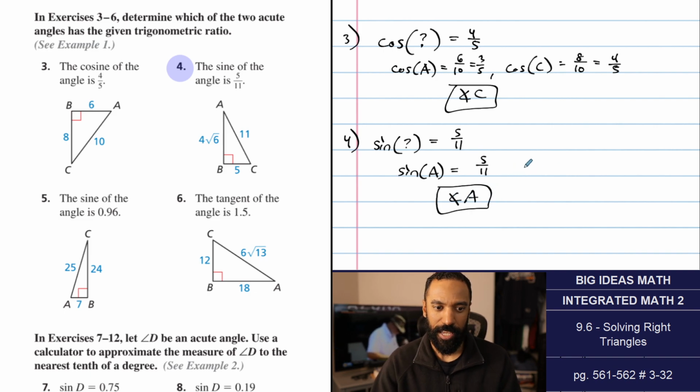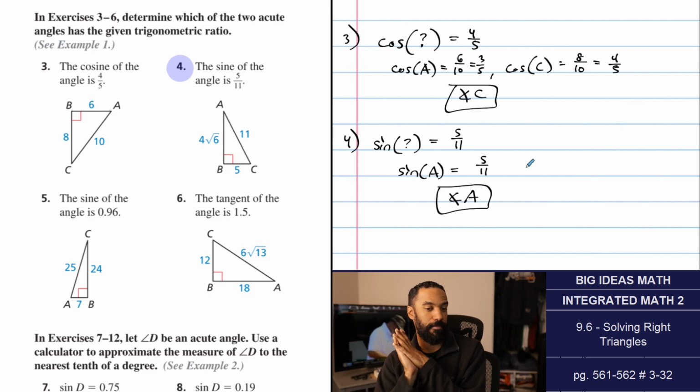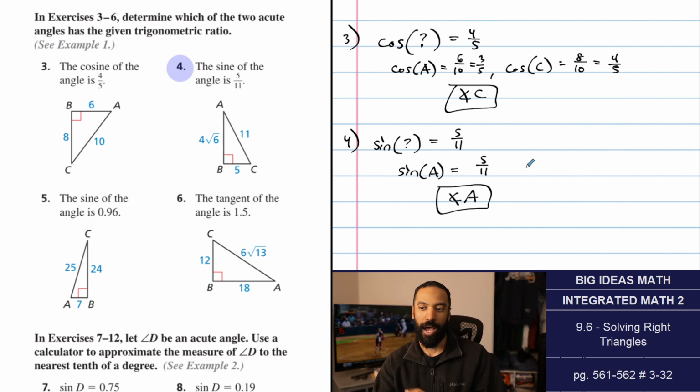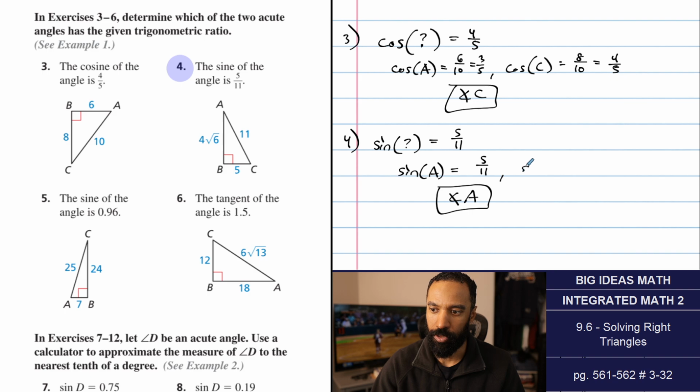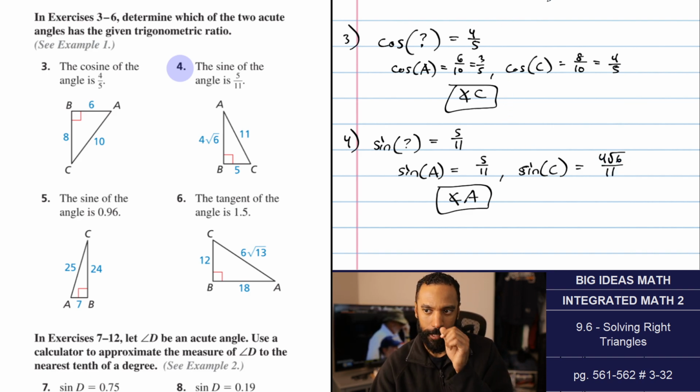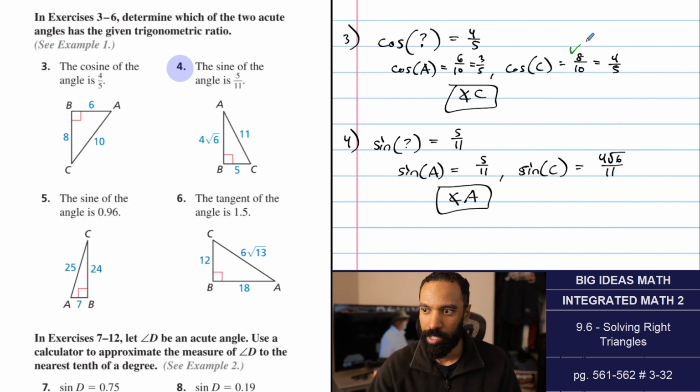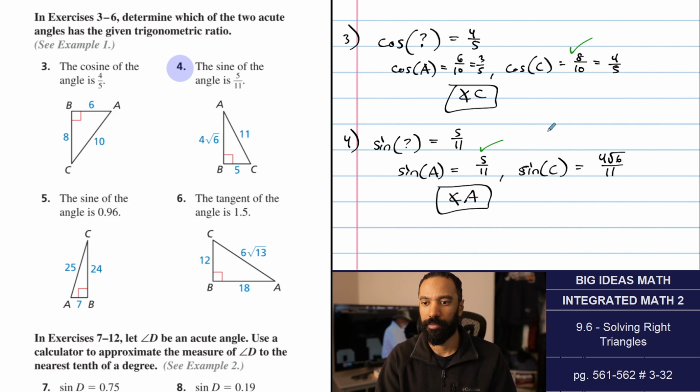Do I need to test the other one? Only if it was the same, but I could look at it and see, just for the sake of saying I'd do both of them. The sine of angle C is 4√6 over 11, which can't reduce, but it's also not 5/11. So this one here, this one here.